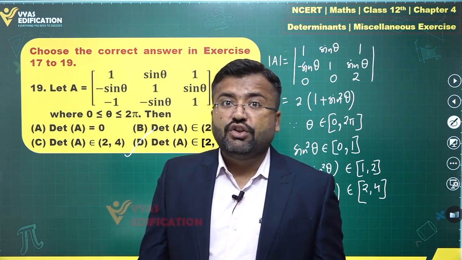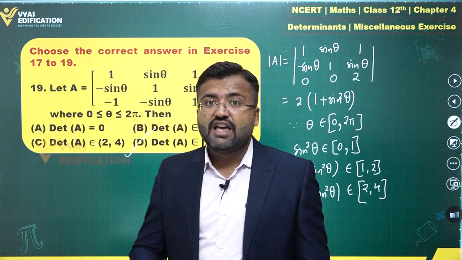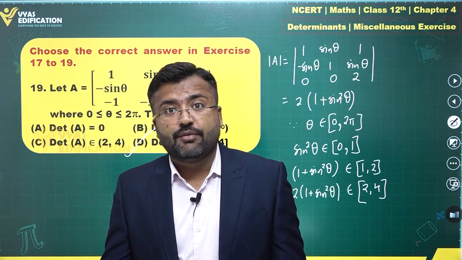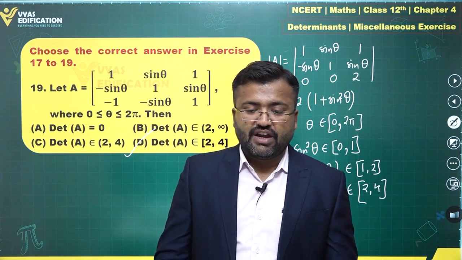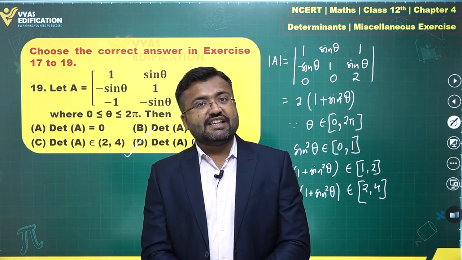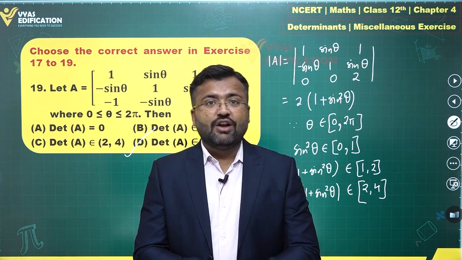And with this, we come to the conclusion of this exercise as well. That's the end of this exercise, the miscellaneous exercise based on determinants, Chapter 4 of NCERT Mathematics class 12th. We are ending this chapter here with this exercise. In the next video, we'll be talking about another chapter. We'll bring you something new again.